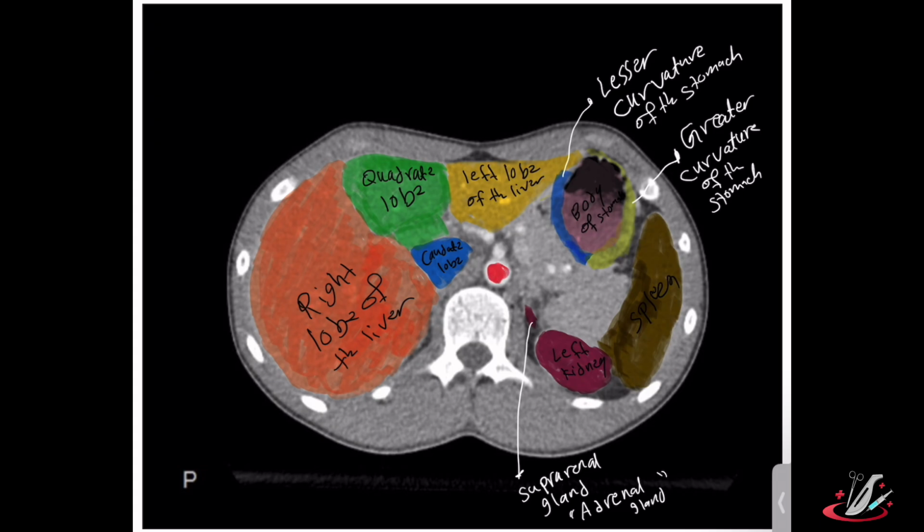Now, I'm using red color. I always use red for blood vessels. This is the abdominal aorta. One of its branches is the superior mesenteric artery. Then you see the celiac trunk. It further divides into the hepatic artery, the splenic artery, the gastric artery, and other branches. But just remember for now, the celiac trunk.